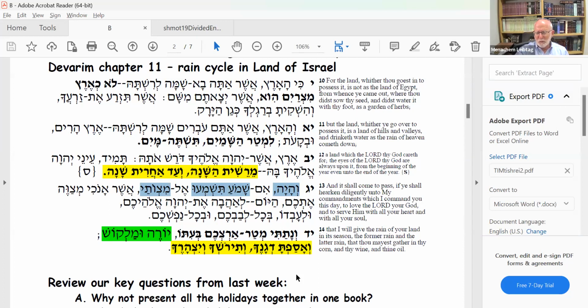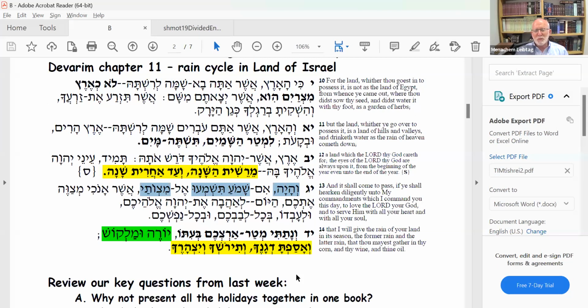Instead, you have to prepare ahead of time and show God you're worthy of a good agricultural season. So that's another reason for having a lot of prayers in Tishrei. But I want to add that to our understanding of why so many holidays are in Tishrei.